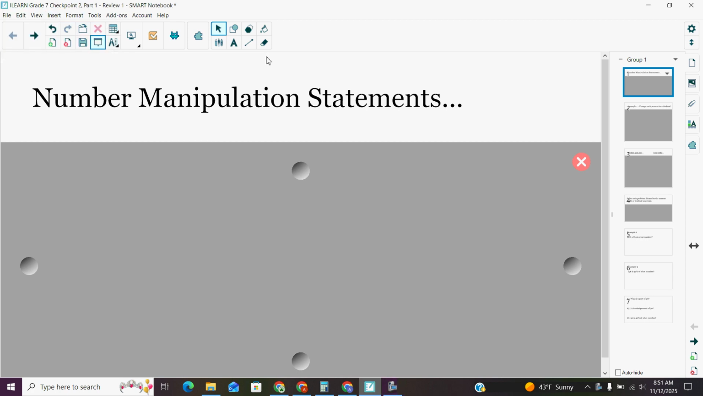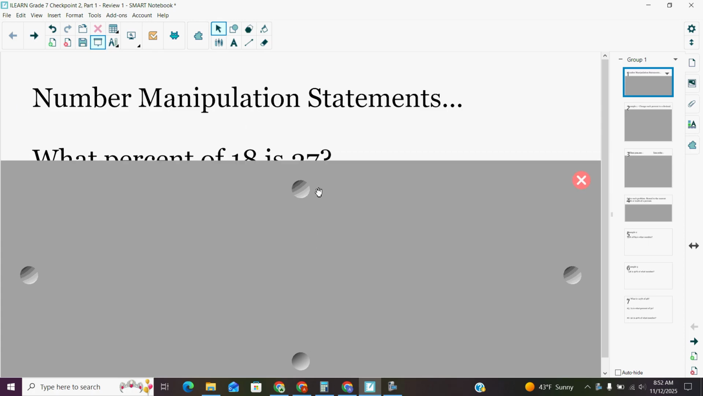Well, change of pace in today's notes. We're going to talk about number manipulation statements. All of this should go in your notes. Number manipulation statements. These are statements that look like this. I would give yourself a topic here, number manipulation statements. You do not need to write these next things down.